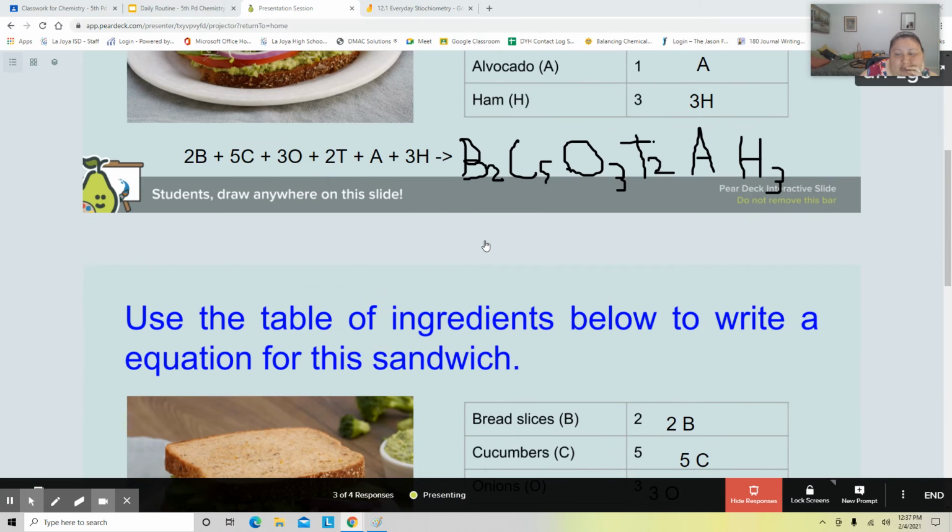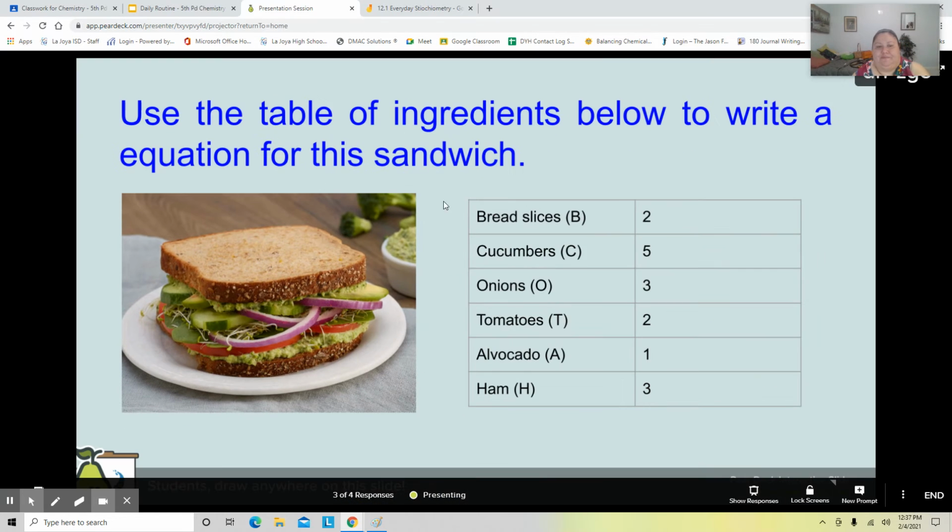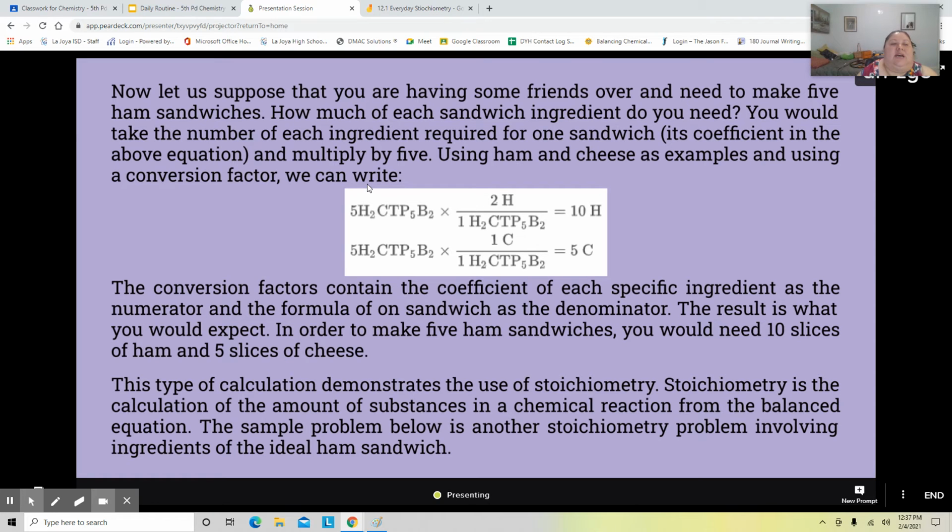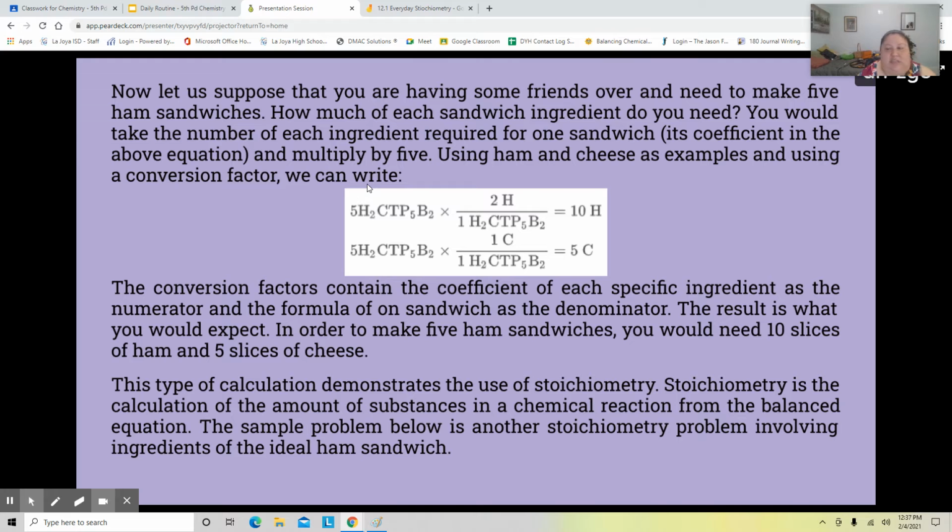Very good. Okay, excellent. All right, let's move on. Now let us suppose you are having some friends over. So Oscar, right? So no cucumbers for Oscar. Oscar invited his friends over. And of course, they're waiting outside, right? Because of the whole pandemic thing. They're waiting in the backyard or in the garage, waiting for Oscar to come. Because Oscar said, "Hey, you guys hungry? I got some ham. I'm going to go make some sandwiches. Anybody want one?" And all his friends are like, yeah, I'm hungry, right?